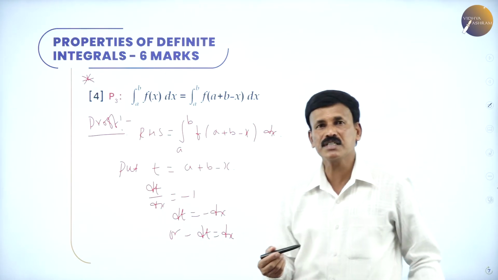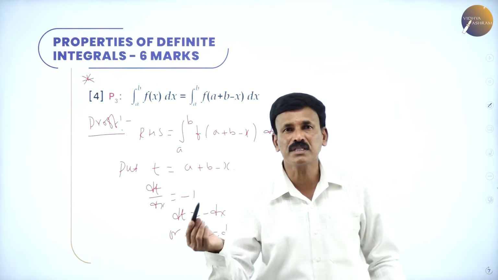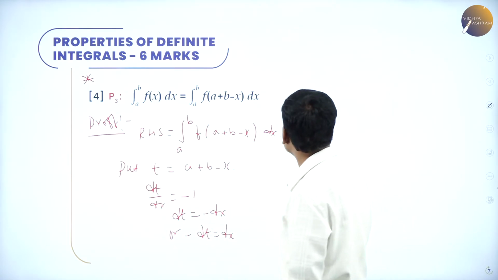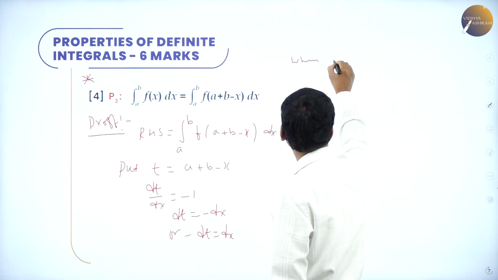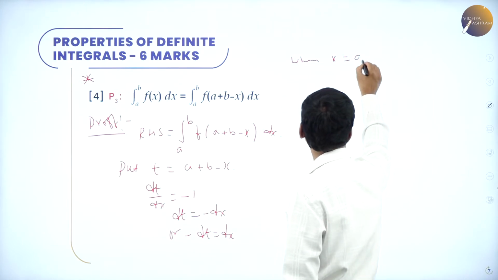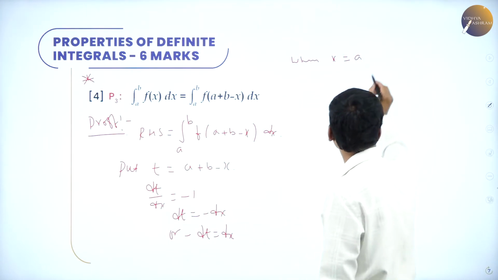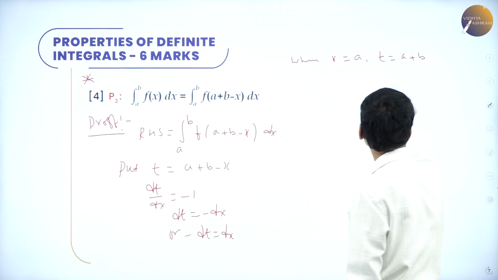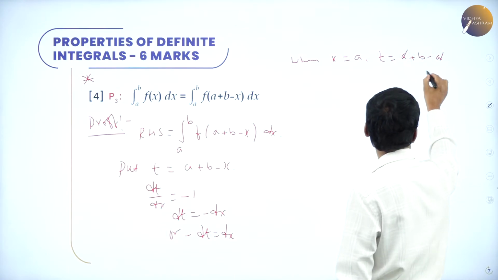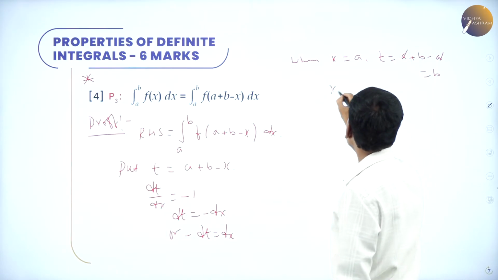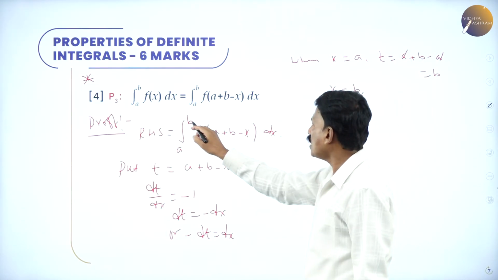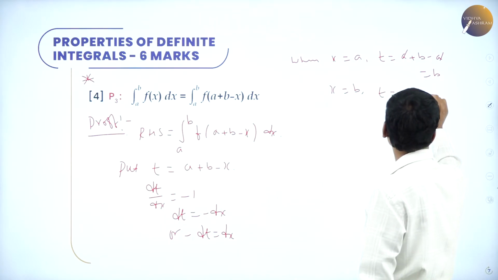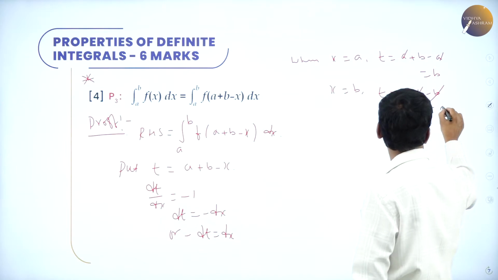Now further, whenever substitutions are taken, the values of the limits also change. What is the lower limit? a. The upper limit is b. These two also change. When x is equal to a, the lower limit, substitute here: t is equal to a plus b minus a. Minus a plus a gets cancelled, this reduces to b. Again, when x is equal to b, the upper limit, t is equal to a plus b minus b. Minus b plus b gets cancelled here.